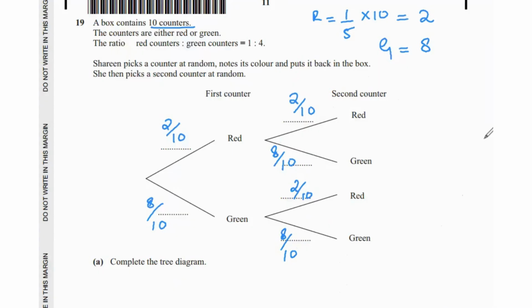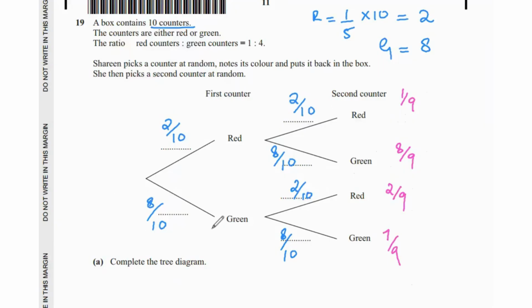In the case she was not putting back the counters, then for the second counter, your total number of counters would change. And so would your number of counters for the counter she's already taken. So for example, if she was taking the red counter, then it would be 1 out of 9, given that she's not putting it back. For green, it would be 8 out of 9. Number of green counters would remain same because she didn't take those out, but the total number of counters are changing because there's 1 less counter now. Over here, it would be 2 out of 9, and it would be 7 out of 9. So this is for the case when she doesn't put back the counter.